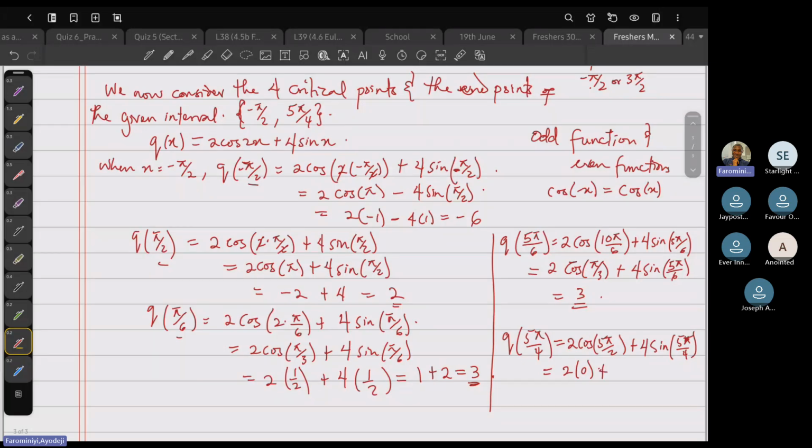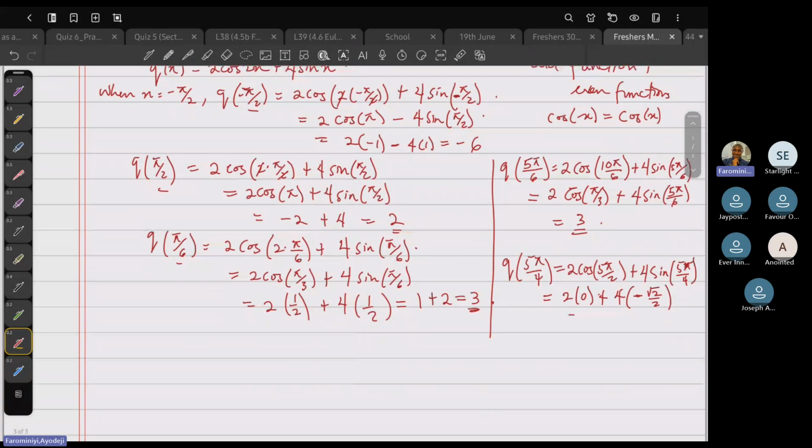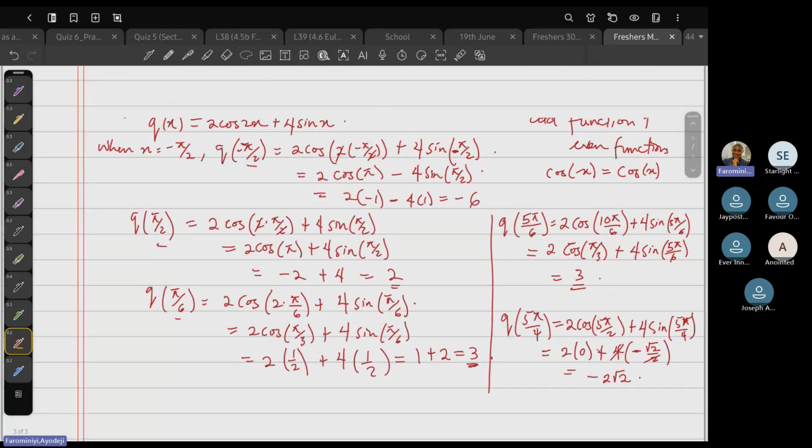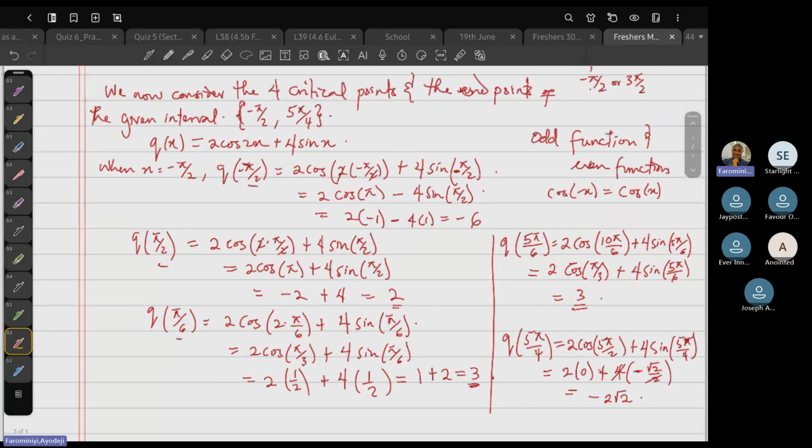Then plus 4 sine 5 pi over 4. Sine 5 pi over 4 is negative of sine pi over 4, so that would be negative of root 2 over 2. Again, I hope I'm correct. Sine 5 pi over 4, that's correct. So this is equal to negative 2 root 2. So we now have all our values at the critical points.